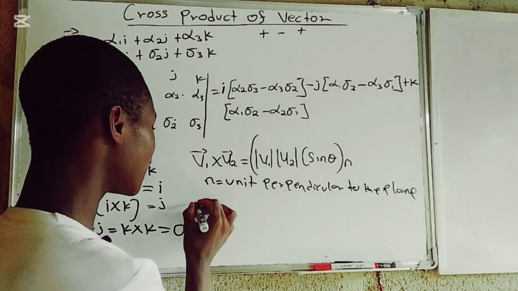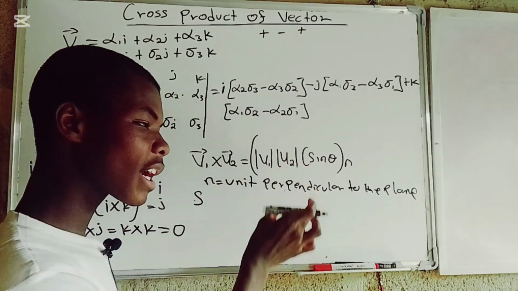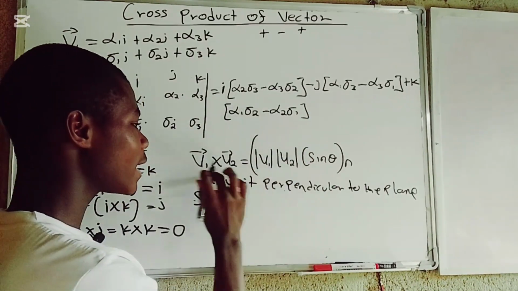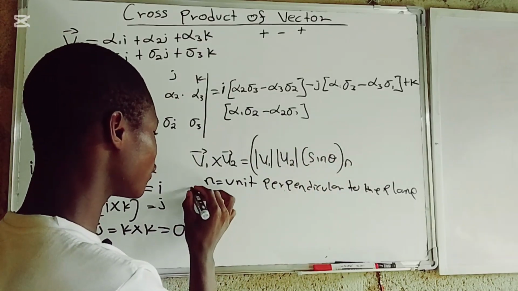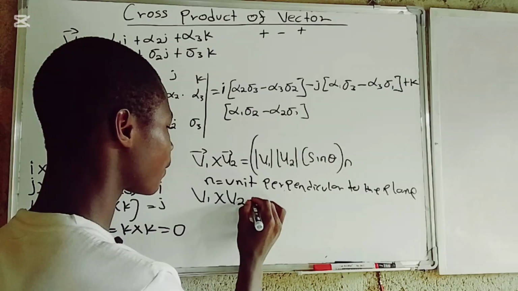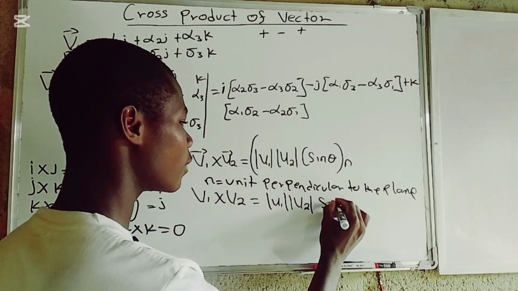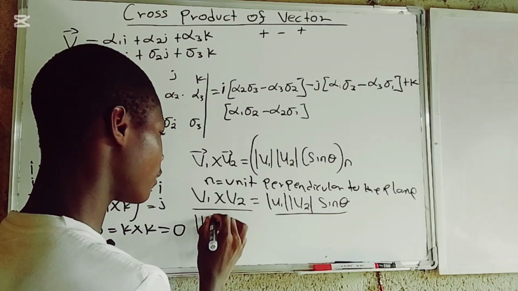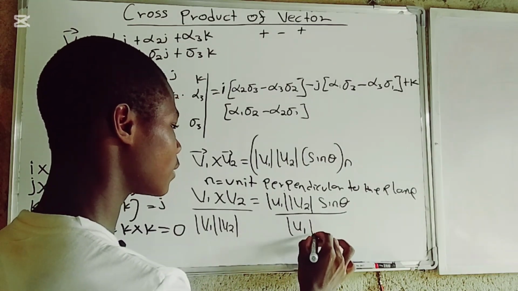If I'm going to find the angle, I will divide both sides by the magnitude of v1 and v2. The magnitude of v1 and v2 will cancel, and I will be left with only this. But let me show you physically so that you will not be confused, guys. So this is the same thing as the magnitude of v1 and the magnitude of v2 sine theta, by dividing both sides by v1 and v2.